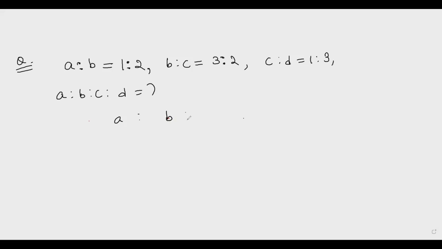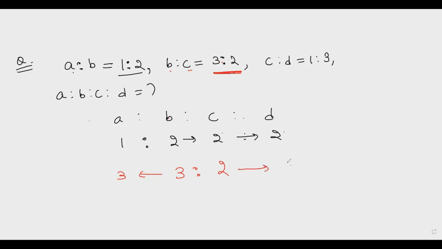See, in this type, what we have to do is first write down the ratio. A is to B is 1 is to 2. So write down 1 is to 2 here, but nothing is given for C and D. So we write down this 2 again and again here. Now, what is the next ratio? 3 is to 2. B is 3, C is 2. So this part and this part are vacant. On this side, we have to write the value 3. And on this side, the value 2.